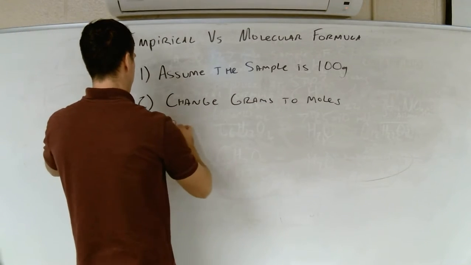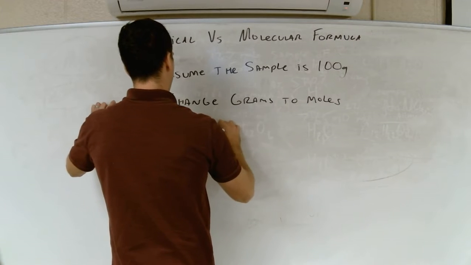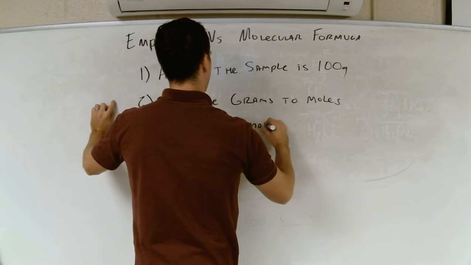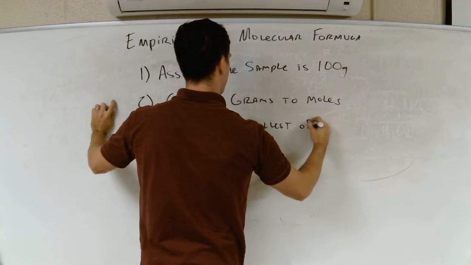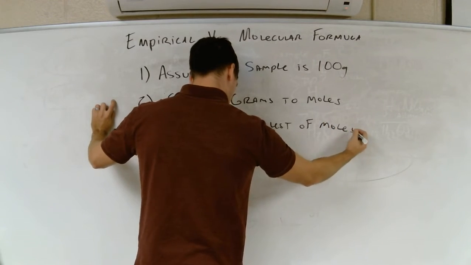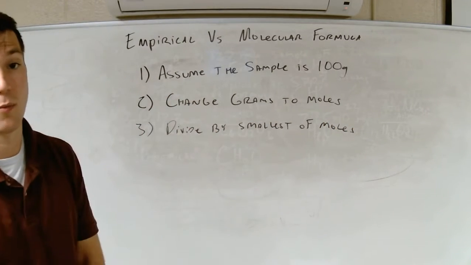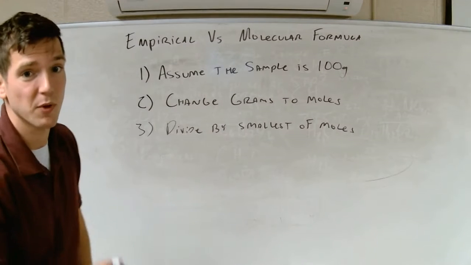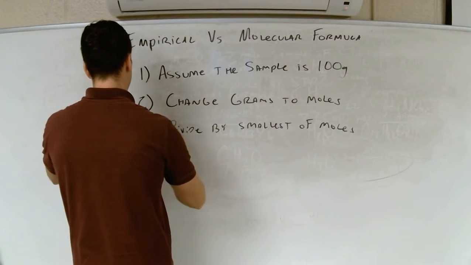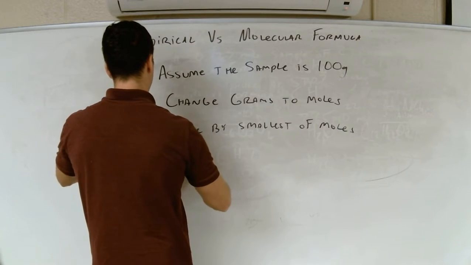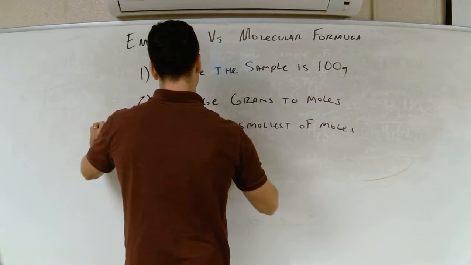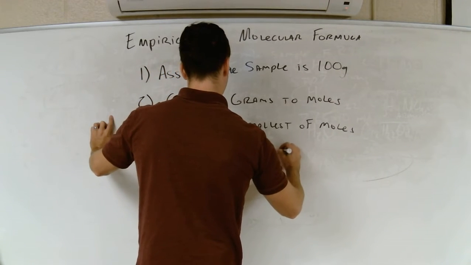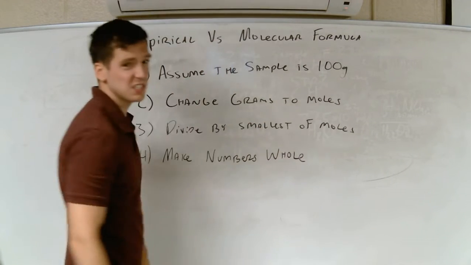Step 3, divide by smallest number of moles. Okay, which I'll just show in the example. And then last is make numbers whole. And you'll see what I mean by that.